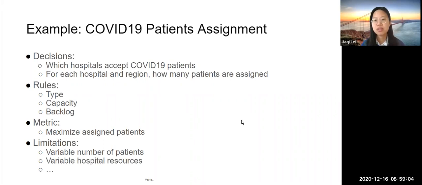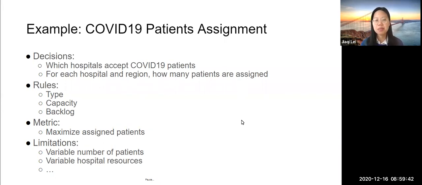One of the approaches to prevent infection is to separate COVID-19 patients and the non-COVID-19 patients to different hospitals. So in this model, we will first decide which hospital will only accept COVID-19 patients. The second set of decisions is, for each hospital and region, how many patients will be assigned. For example, in region 1, 10 COVID-19 patients will be assigned to hospital 1 if hospital 1 is decided to only accept COVID-19 patients. Also, in this model, we have 3 important rules.